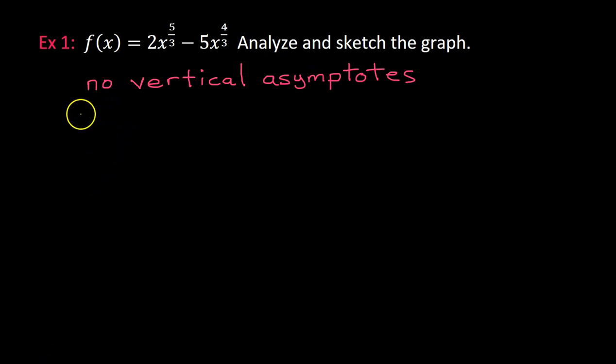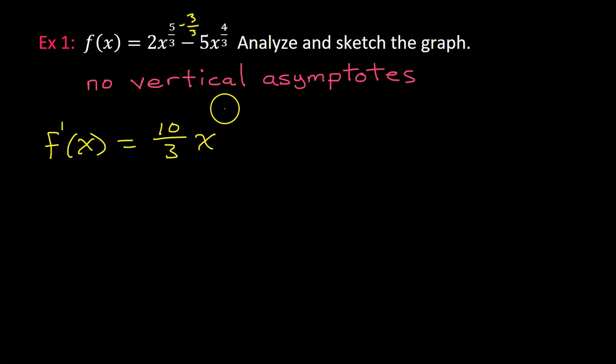Step 2 is to perform the first derivative test. So let's go ahead and find the first derivative. So we can simply use the power rule. So the 5/3 will come to the front and multiply times the 2, and that will give us 10/3 x. Then we must reduce this power by 1, so we're really subtracting 3/3, so that's going to give us 2/3. Same thing with the next term. We multiply the 4/3 times the 5, and that gives us 20/3 x. And reducing the exponent by 1, we are subtracting 3/3, so that will leave us with the 1/3 power.